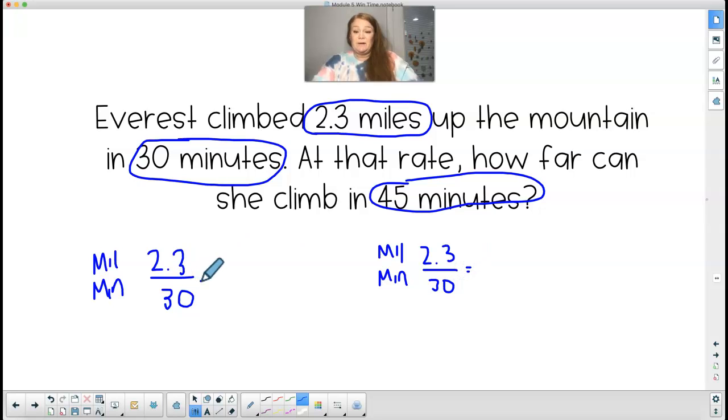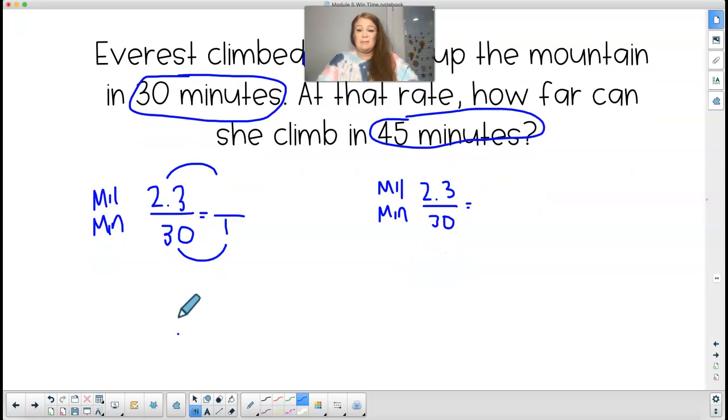If I'm doing a unit rate, that means we want to know 1 minute. How far can she go in 1 minute? And then apply that. So I'm looking for one of these. I'm asking myself, how did I get from 30 to 1? Well, I divided by 30. So this is 2.3 divided by 30. I saw a lot of people just want to stick that 30 inside of the division box because it's bigger. But this really says 2.3 divided by 30.